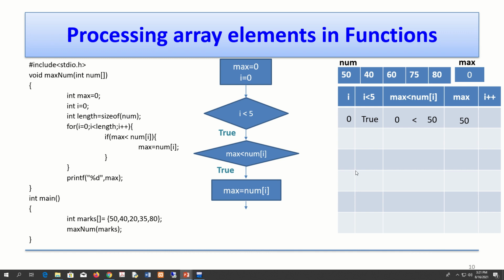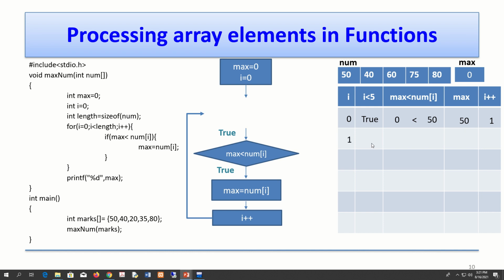Then increment i by 1 within this loop. Current i is 0, so incrementing the value of i by 1 makes it 1. Then we go to the condition again, that is the next iteration of the loop. Now the current value of i is 1 and the current value of max is 50. i less than 5, that is true, because i is 1 and 1 is less than 5. Then go to the next one, num[1], the element at index 1 of the array, that is 40.